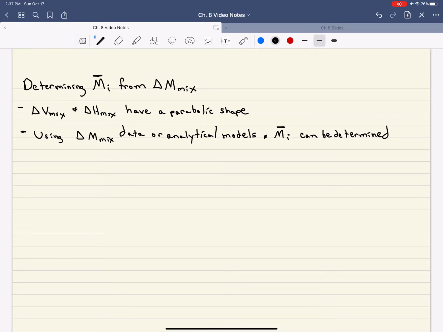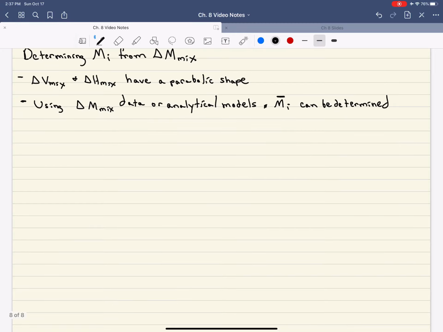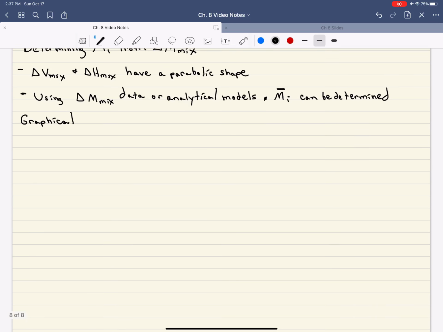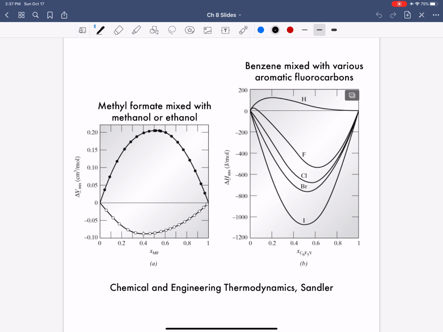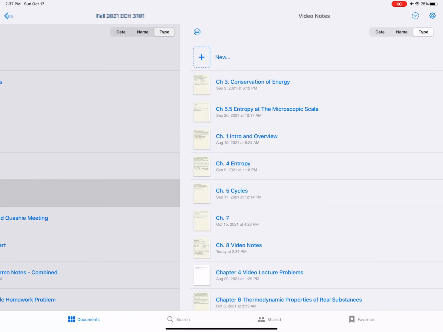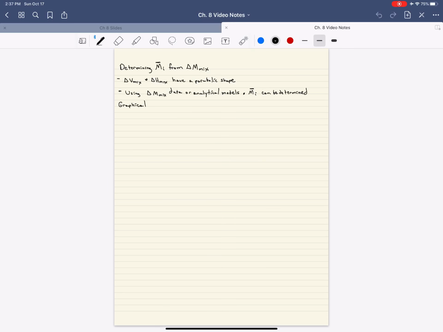To do this, there are two main methods, two traditional methods for determining the partial molar quantities. The first method is a graphical method, and the second method is where you use an analytical equation. First we're going to start with the graphical method.